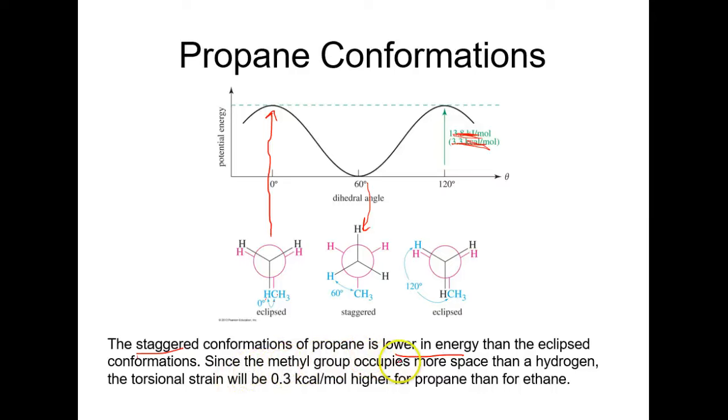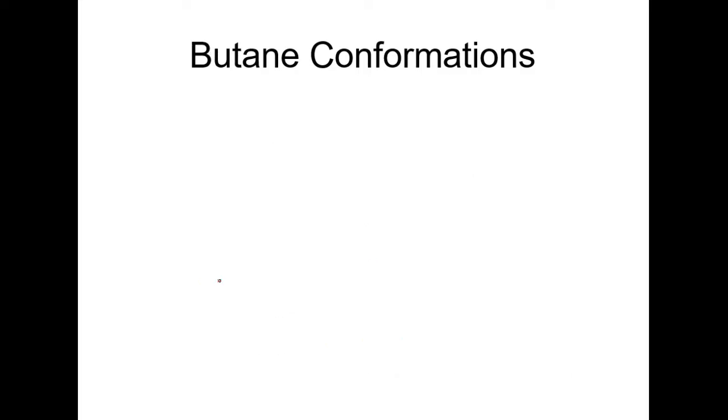Since the methyl group occupies more space than the hydrogen, there is torsional strain. I also call it steric strain. These are sterically hitting each other. The atoms are actually bumping into each other. It's not good.